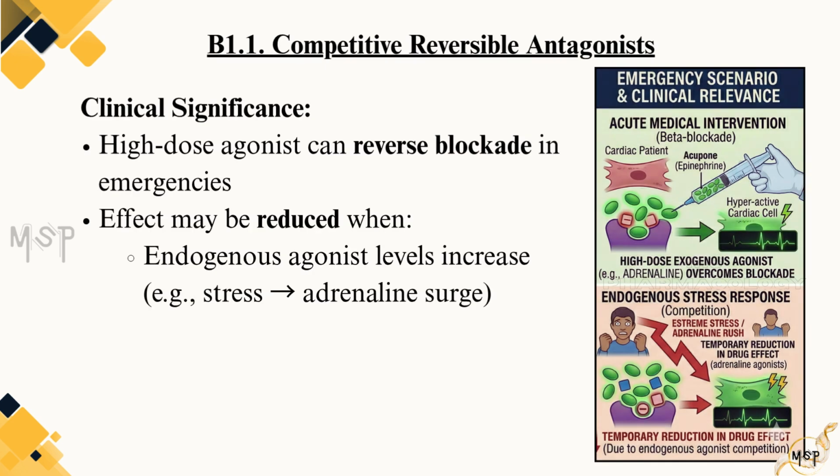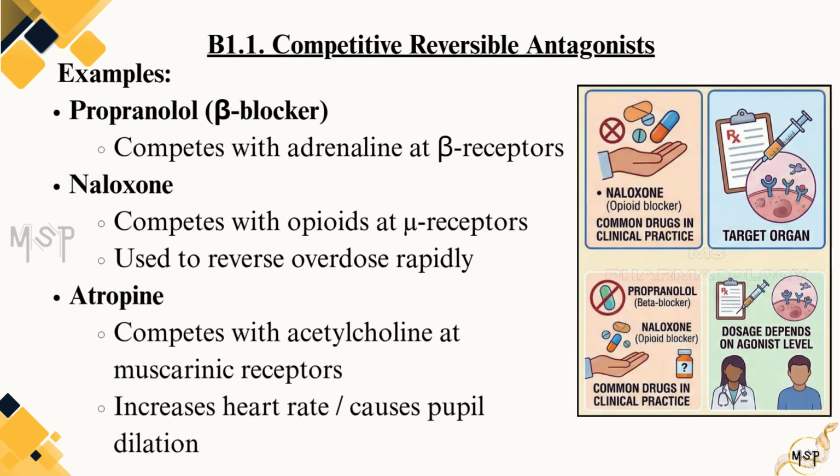In an emergency, say a patient on beta blockers who needs urgent cardiac stimulation, administering a high-dose agonist can partially overcome the blockade. However, this also means that if the body produces large amounts of endogenous agonist, like adrenaline during extreme stress, the drug's effect may be temporarily reduced. Examples: propranolol, a beta blocker, competes with adrenaline at beta receptors. In a stressful situation, your body can sometimes overcome the block by pumping out more adrenaline.